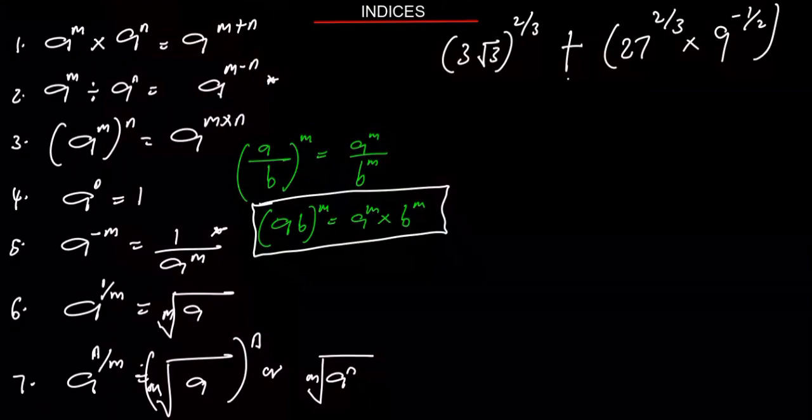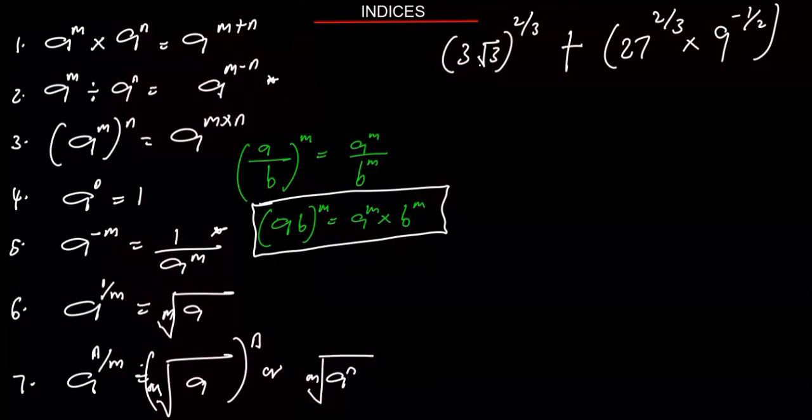So take note, whenever you're having plus, don't ever apply the law of indices, because with the law of indices, between two entities you always have multiplication or division. So this is plus. It means that you have to finish this, then add the answers together.